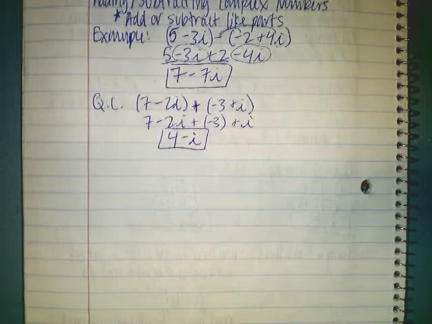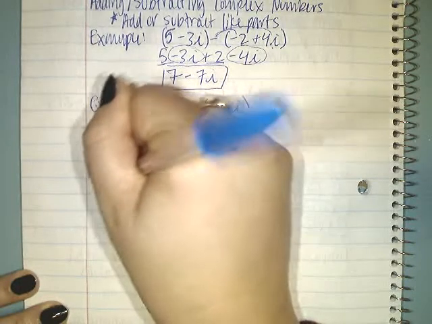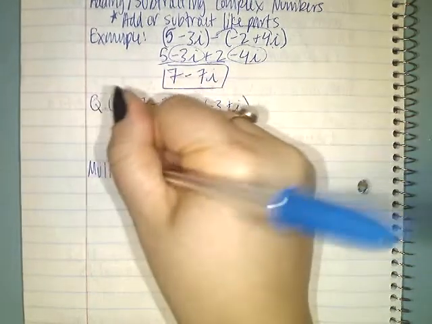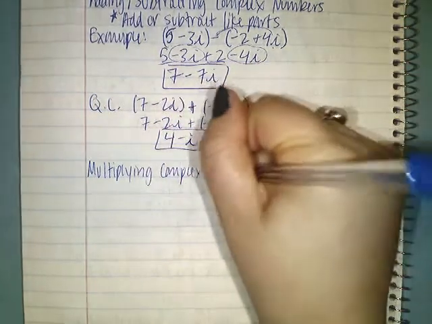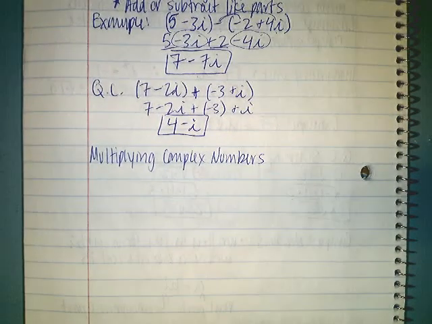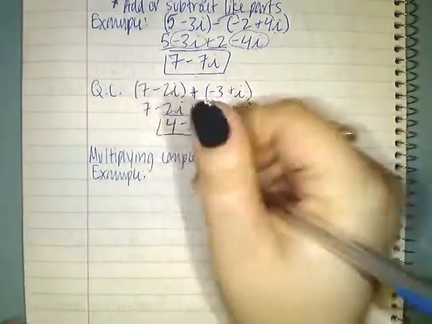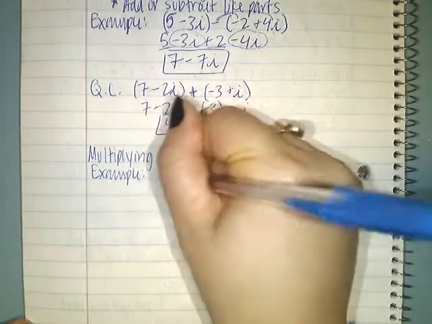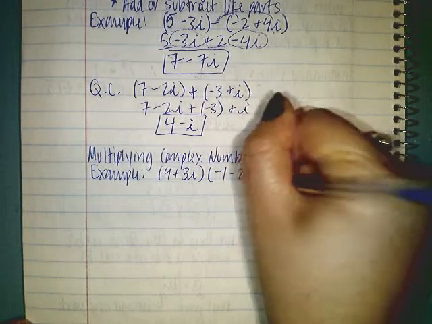All right, write down any questions, comments, concerns you have on that. There's one last thing I want to talk about, which is multiplying complex numbers, which is a little bit trickier. Only because the thing I talked about at the beginning, i squared, comes up in these situations. So in this example, we have 4 plus 3i times negative 1 minus 2i.